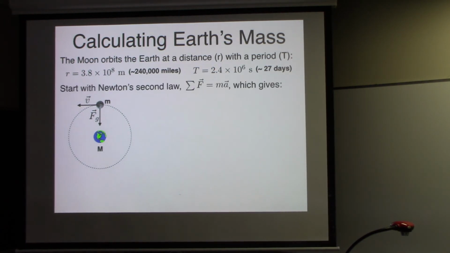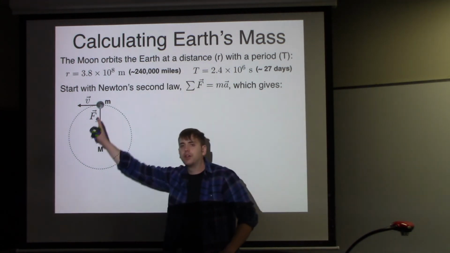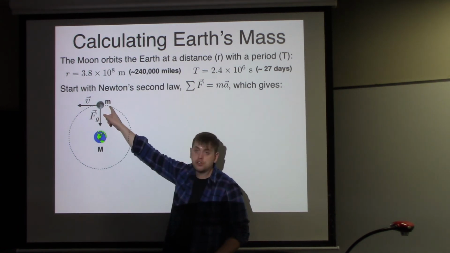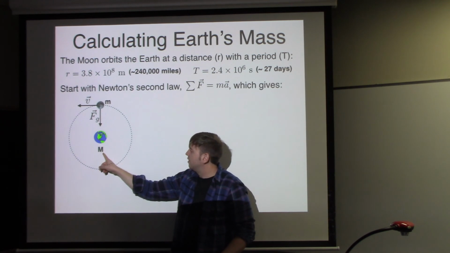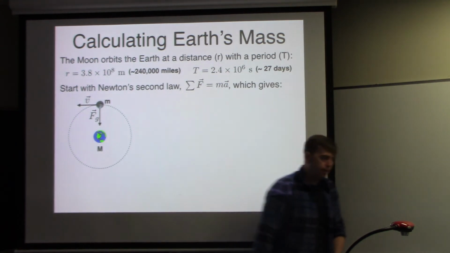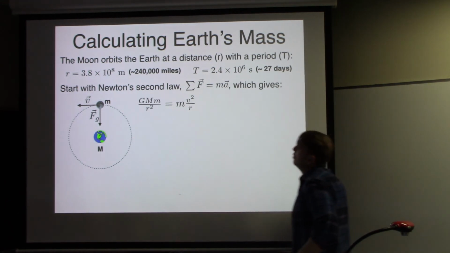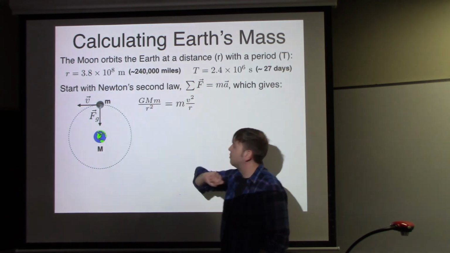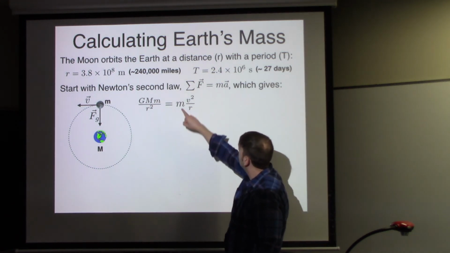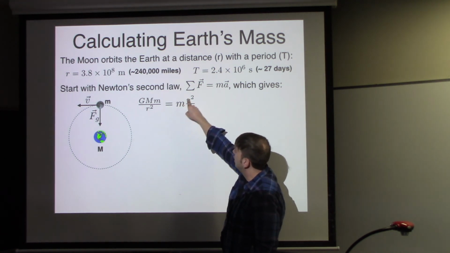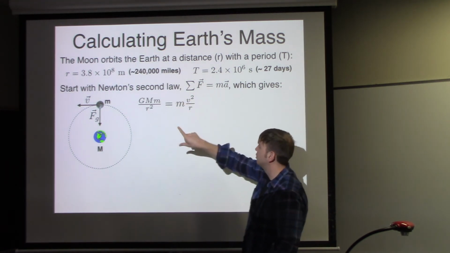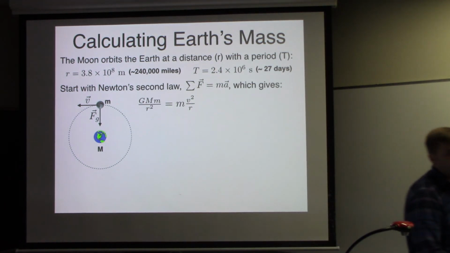So we're going to start with Newton's second law, just like before: the net force equals mass times acceleration. Just so we're clear, I'm applying this to the Moon, which I'm calling little m, and the Earth is going to be big M. That's the notation. So what do we have? The force is the force of gravity, which is G big M little m divided by r squared. On the other side, we have the mass of the Moon, little m, times the acceleration, which, if it's moving in a circle around the Earth, is v squared divided by r.